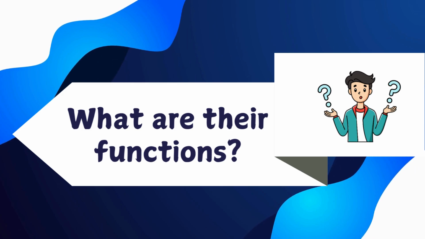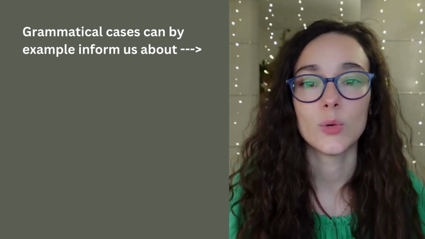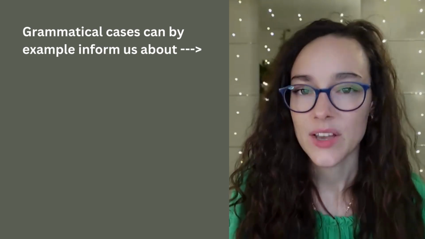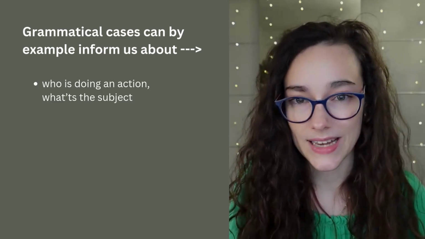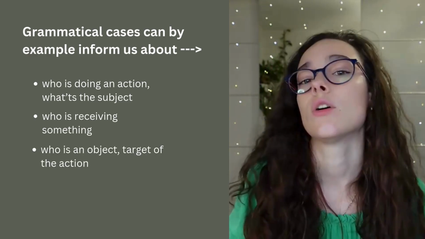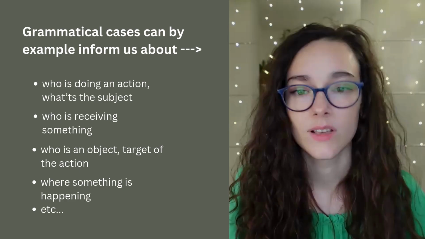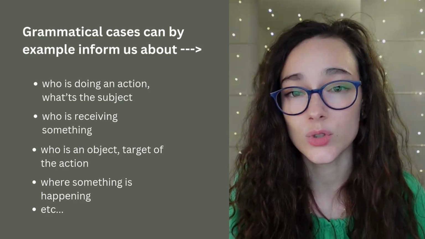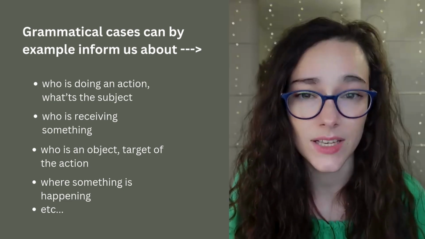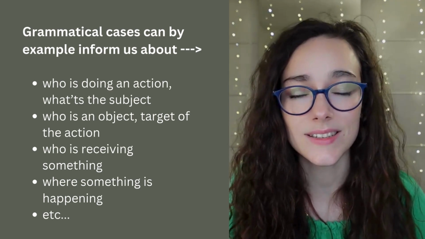You said that they serve different functions. What functions? Moving on to their functions, cases serve as markers to indicate what words are used for in a sentence. For example, they can tell us who is doing an action, who is the receiver of something, or who is an object, or even where something is happening. Each case has its specific role and application. For instance, the nominative case is used for the subject of the sentence, and the accusative is used for the object in the sentence. By using these cases correctly, you ensure that your sentences are clear and precise. Think of cases like the glue that holds the sentence together.